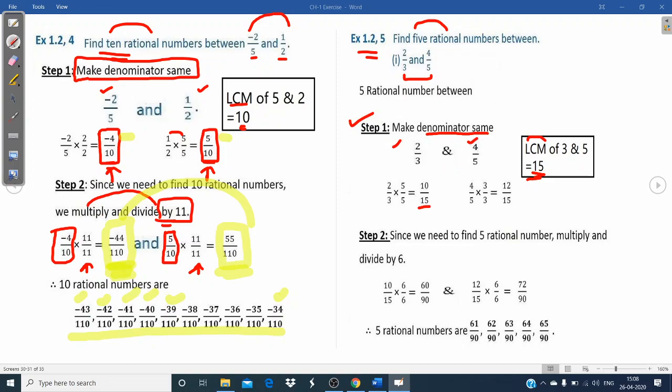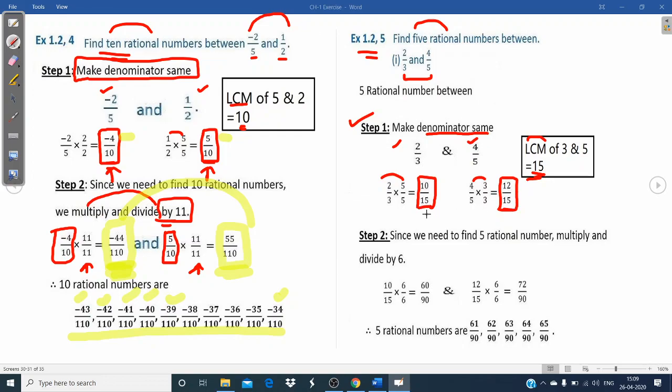Now your LCM is 15. So 3 5s are 15, then 5 2s are 10. So your number is now 10/15. Similarly, in the second number, the LCM was 15. So 5 3s are 15. So 3 multiplied by 4, numerator, 3 4s are 12. So your second number is converted into 12/15. Now you can see this thing. Your numbers have changed to 10/15 and 12/15.